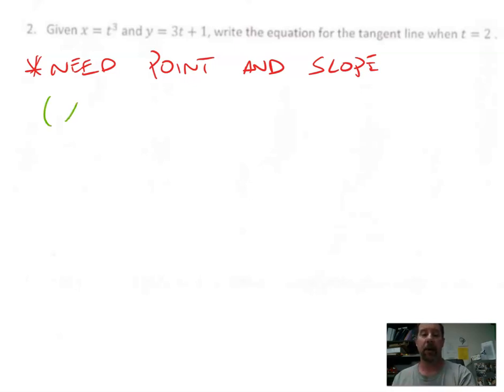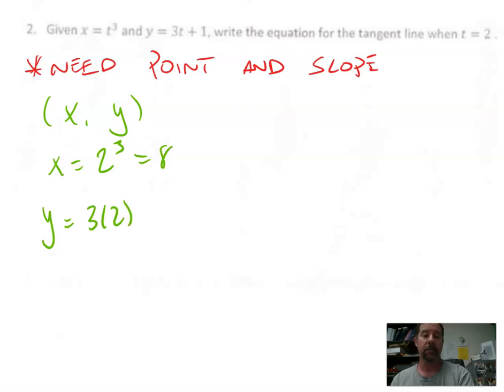To find the point, again, the point is (x, y), right? So we got to go find our x and y coordinate. So x equals 2 cubed, because x equals t cubed, so x is going to equal 8. And y equals 3 times 2 plus 1, so y is going to equal 7. So there's our point. Nice and easy, (8, 7).